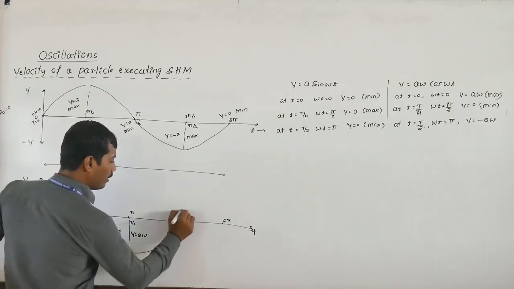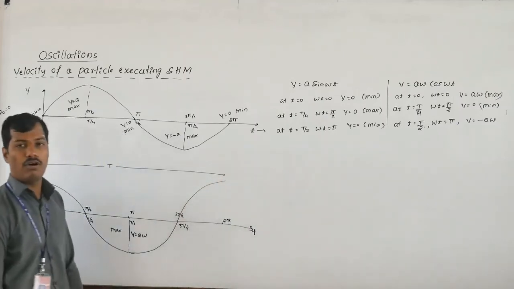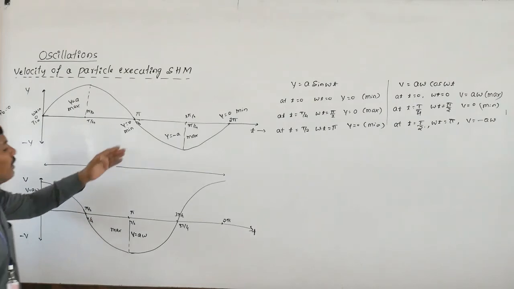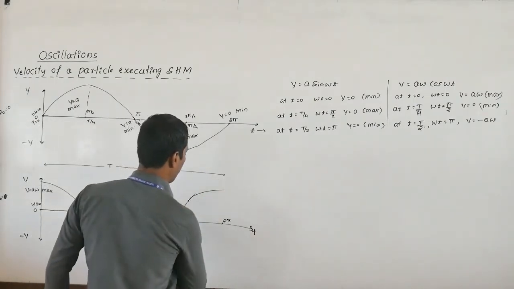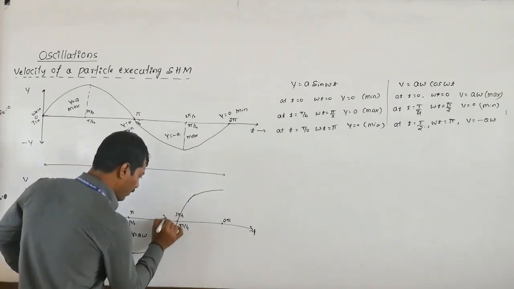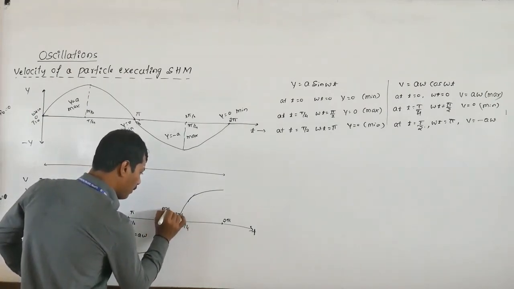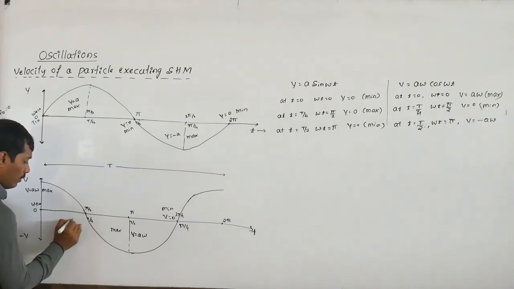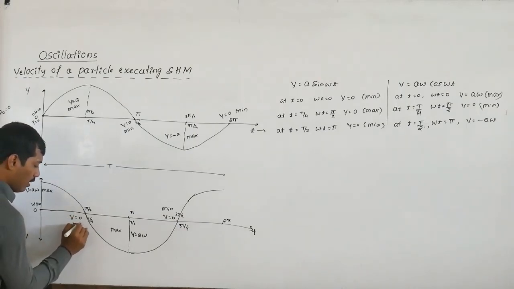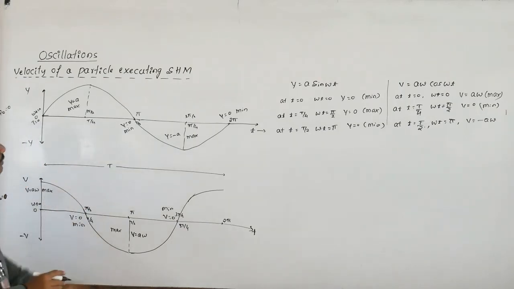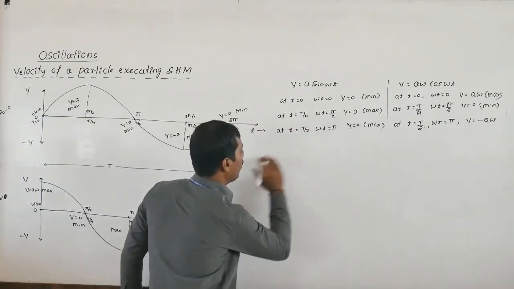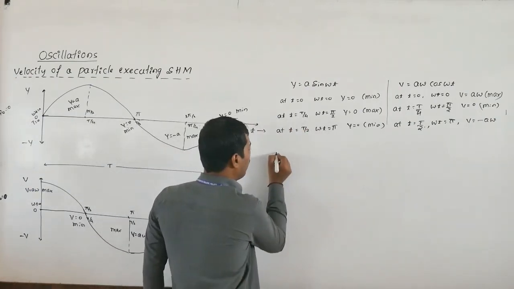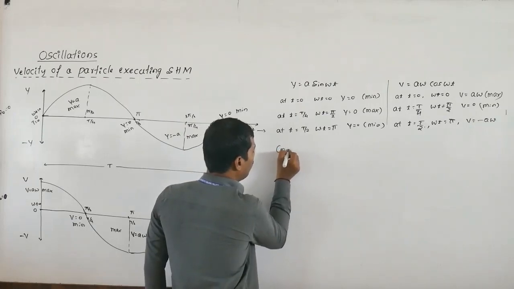After that, it continues like this. The graph of velocity is like this and the graph of the displacement is like this. Here V is 0, considered as a minimum. Here also V is 0, considered as a minimum. It is a maximum, it is a minimum. Those are all there.